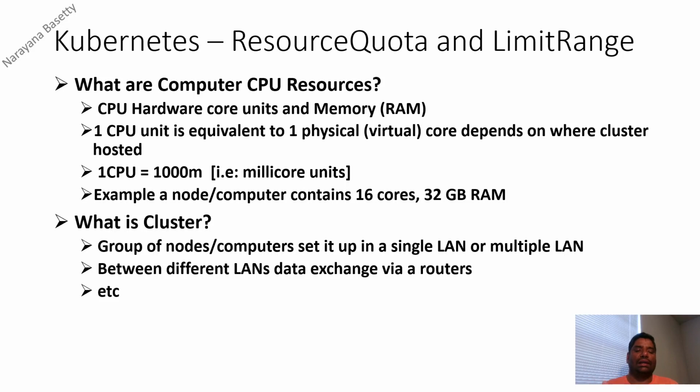So Kubernetes gives you more flexibility when you are building your application. You don't need to consume the entire CPU or entire memory supported by that hardware. For example, organizations will have a node or computer that contains 16 cores, 32 GB RAM, something like that, right? The same way, a cluster is nothing but a group of compute nodes. Each compute node will have CPU cores and memory, that is RAM. A cluster can be hosted in the same LAN or in different LANs. You can bridge between these two through a router so they can communicate. If you want more details, please search on Google, or I have created a basic video, you can listen to that.